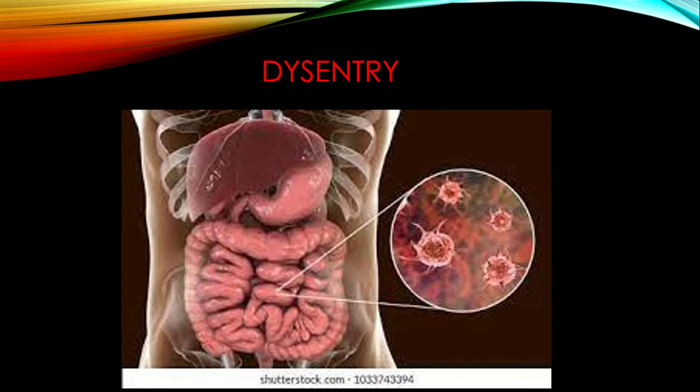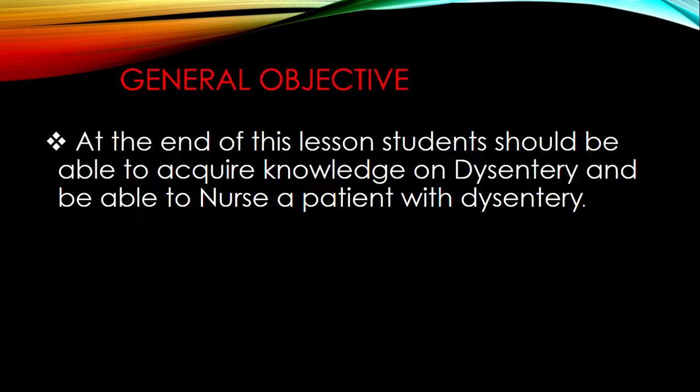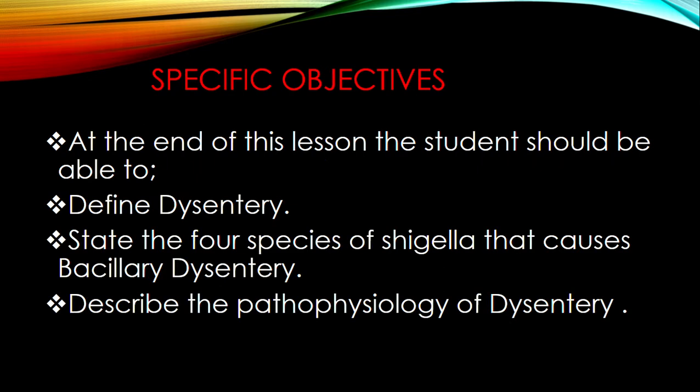So let's move on and look at our objectives for this presentation. At the end of this lesson, you should be able to acquire knowledge on dysentery and you should be able to nurse a patient with dysentery. Our specific objectives are as follows. You should be able to define dysentery, state the 4 species of Shigella that cause bacillary dysentery. Then we've also looked at amoebiasis, which is amoebic dysentery.